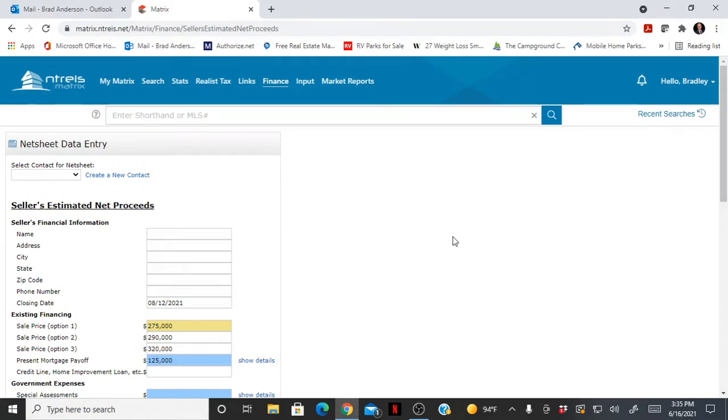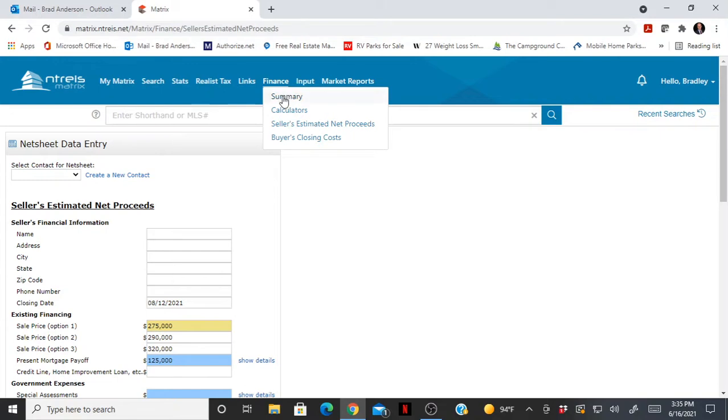And what you'll want to do first is go into the Finance tab of Matrix, and you're going to choose Seller's Estimated Net Proceeds. And this is going to be the money that your seller takes away once all of the costs are expended on the seller's part. Okay. Now, obviously, the seller does not have a loan to worry about like the buyer does. And so there's traditionally less costs involved on the seller side.